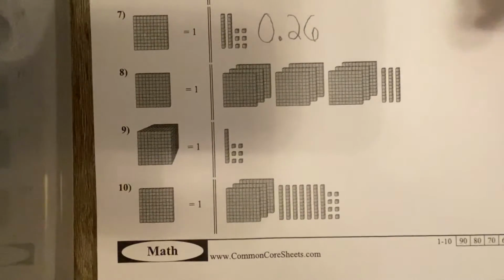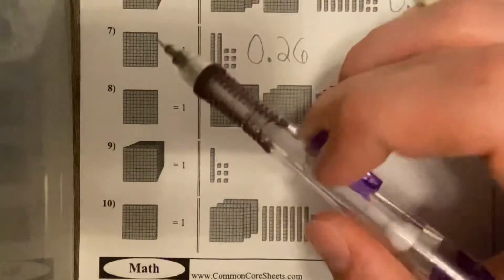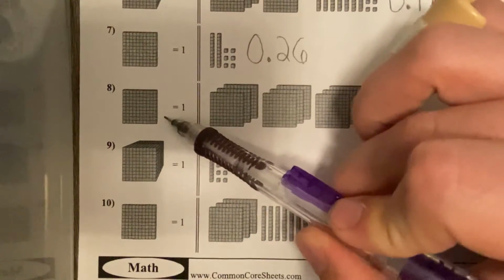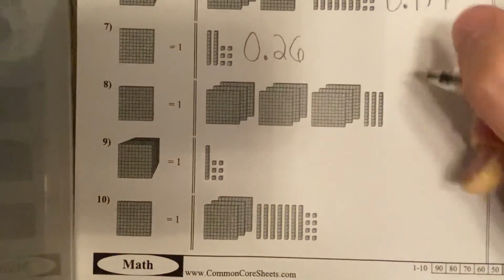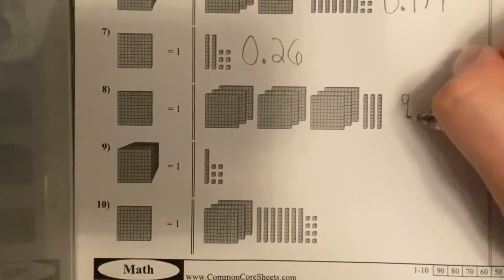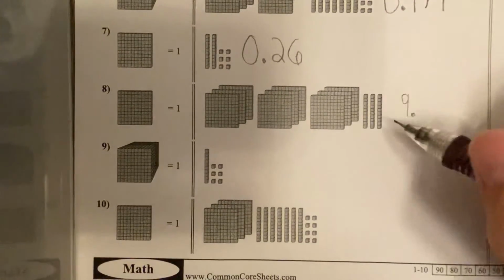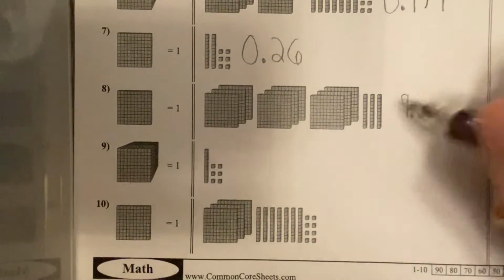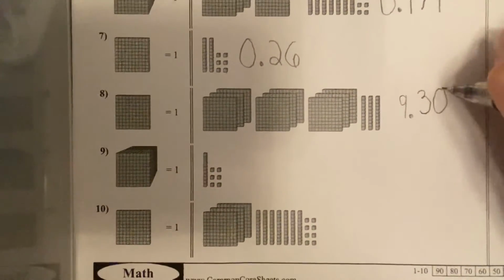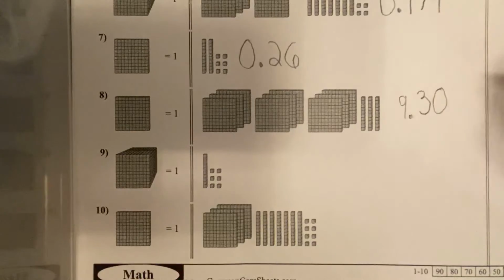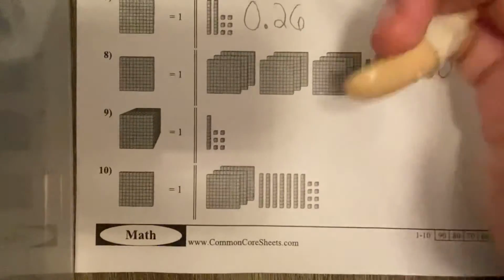Okay, number 8. So I look at my flat as a whole, and I have 1, 2, 3, 4, 5, 6, 7, 8, 9 flats. And then next, my tenths or rods, 1, 2, 3 tenths, and 0 units. So I have 9 and 30 hundredths.